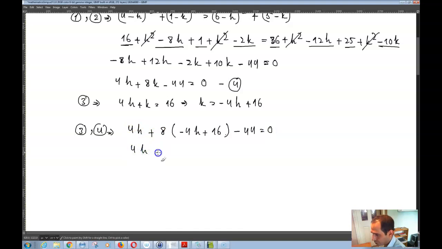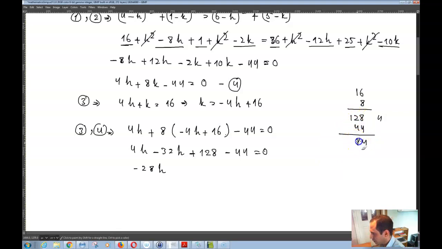So 4h minus 32 times h, 8 times 16 is equal to 128, minus 44 is equal to 0. Negative 32 plus 4 is equal to negative 28 times h. 128 minus 44 is equal to 84. So that's plus 84 is equal to 0. Negative 28h is equal to negative 84.